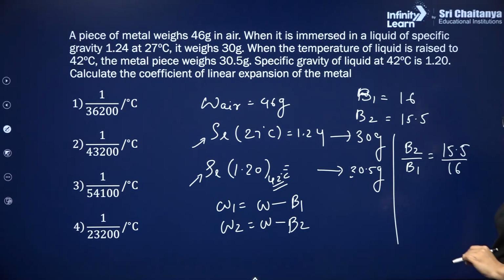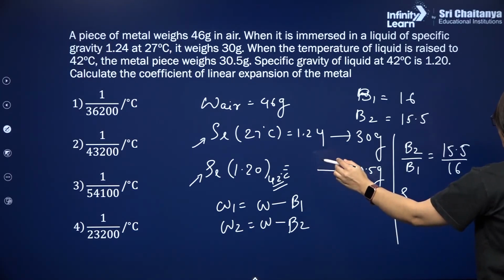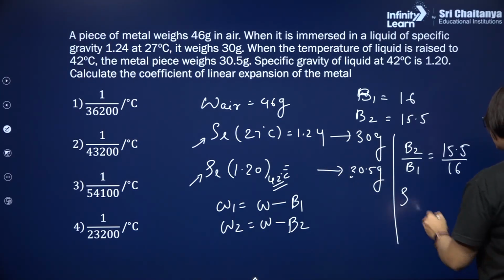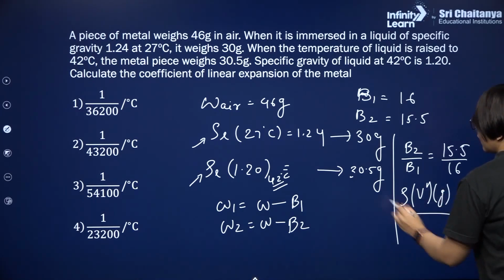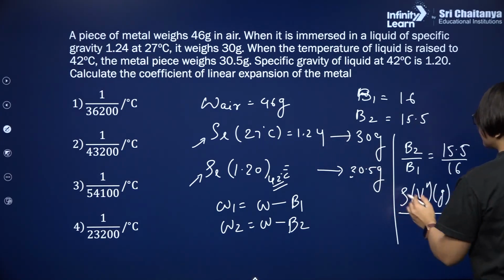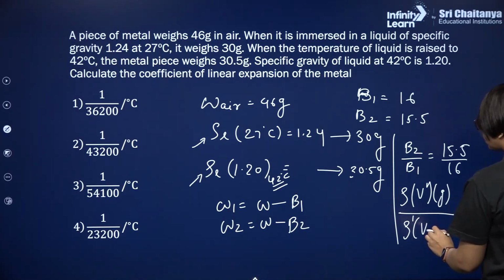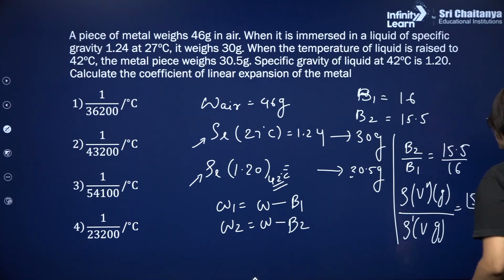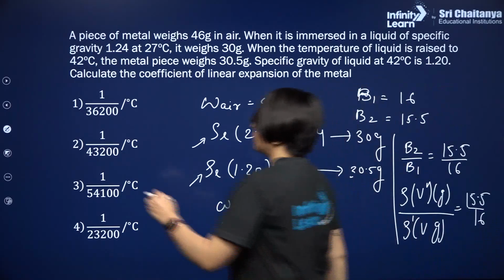B2 is rho Vg, right? So rho is density at 42 degrees Celsius, V is volume at 42 degrees Celsius, into g, and over here B1 is density at 27 degrees Celsius into volume at 27 degrees Celsius into g. So this will be 15.5 divided by 16. So if you put the value of this as 1.20 and this as 1.24, you'll get most of your answer from here.